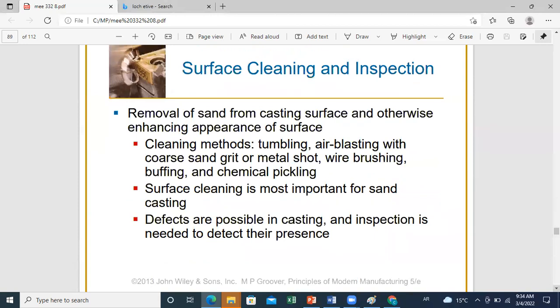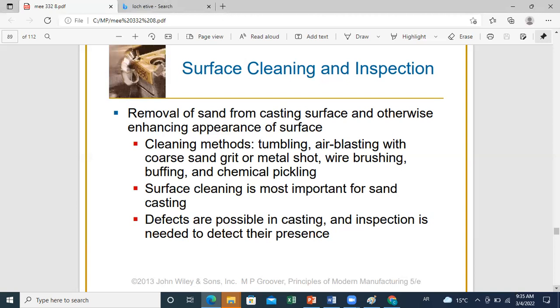Now, another step after the casting is surface cleaning and inspection. As we said, you might have some particles of sand adhering to the final cast. So we should remove sand from the casting surface, and also enhance the appearance of the surface. We have several cleaning methods that can be used, including tumbling, air blasting with coarse sand, grit, or metal shot. So sometimes we have a jet of air that we move over the cast with high pressure in order to remove dirt and any sand particles adhering to the cast.